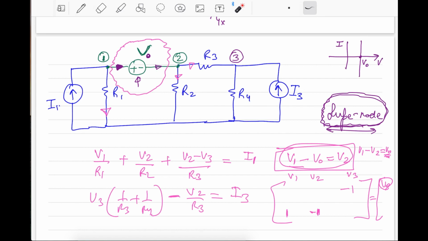So let us solve one simple question on this supernode so that you get comfortable with what I am trying to tell you here. Let me draw one circuit here. So let us say this is 0.5 Siemens, okay, it's not ohms.